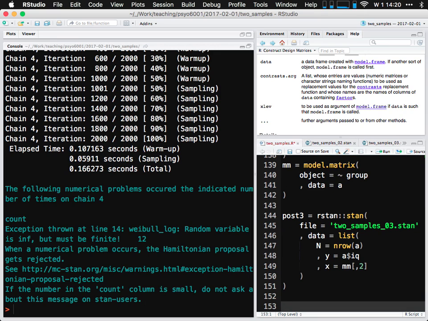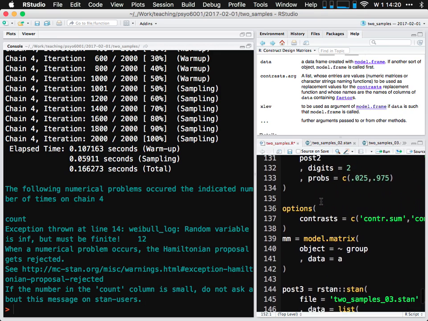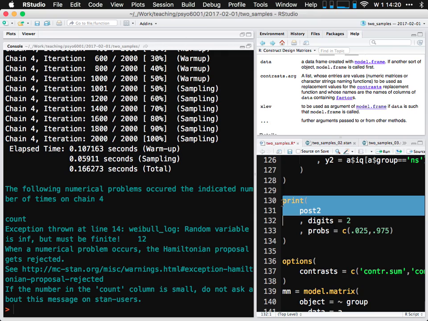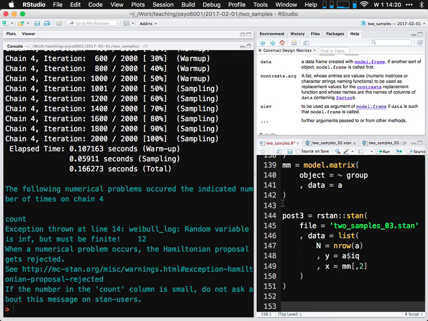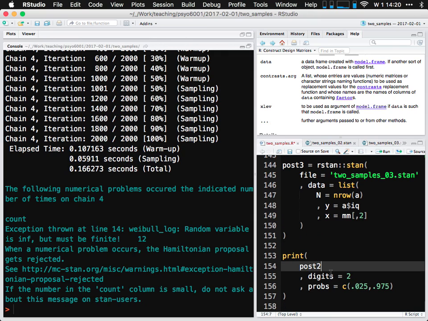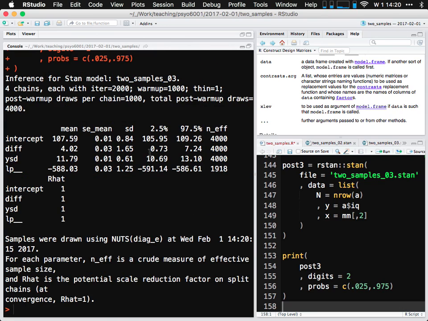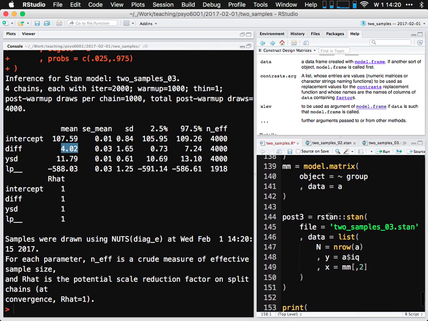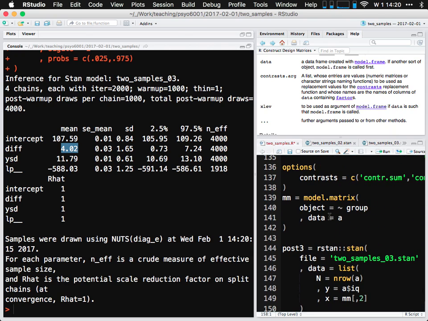If we say, I guess I'll copy this little bit up here. Print post 3. We should get the same numbers as before. It's now +4 instead of -4, and that's just because of which one got labeled as -1 and which one got labeled as +1. They got flipped between the two ways we were doing it.